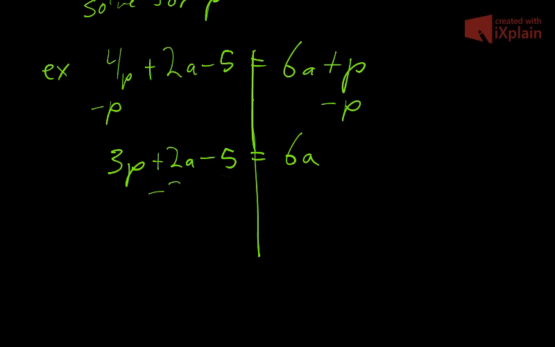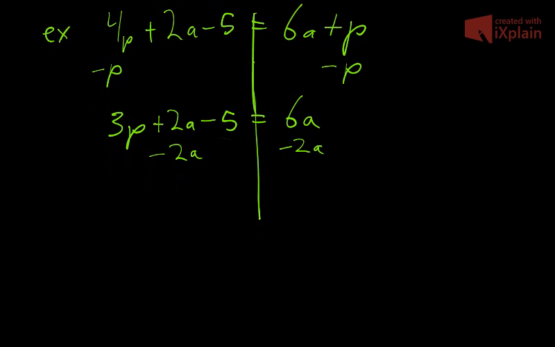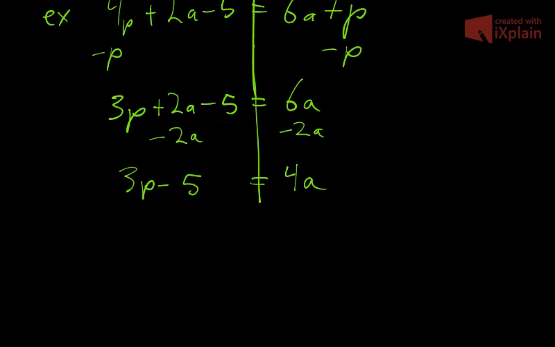So I want to get rid of those first. I'm going to start by subtracting 2a. After I subtract 2a, I'm left with 3p minus 5 on the left there, and 6 minus 2 is 4, so I have 4a on the right. Now I need to add 5 to both sides.